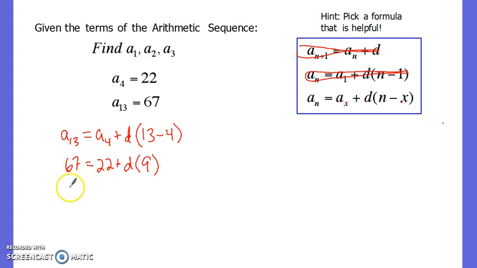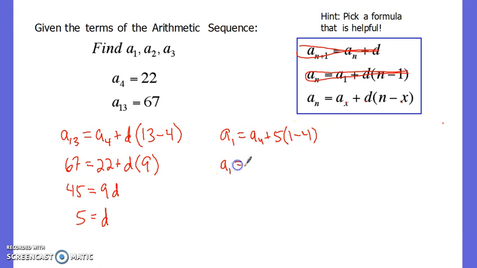If I subtract my 22, this would be 45, and divide by 9, I know that my common difference then is 5. So if I want to go back and find a sub 1 then, I can start from any step I want. So why not start at step 4, since I know the value of that? I'm going to add my common difference of 5, and I want to go from step 4 to step 1.